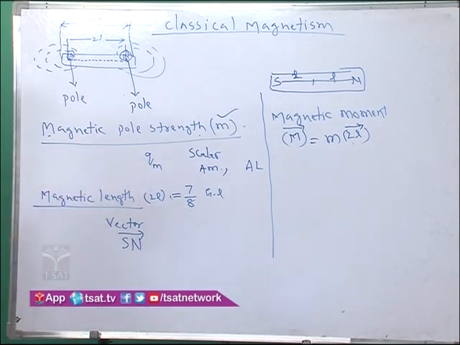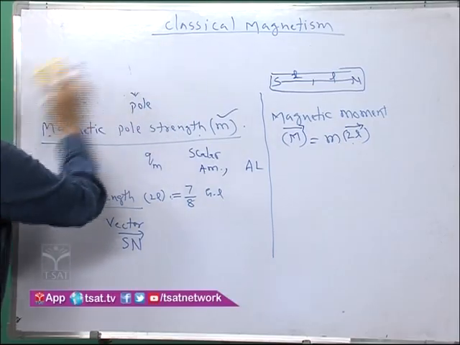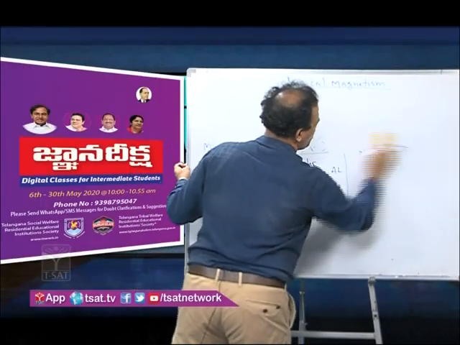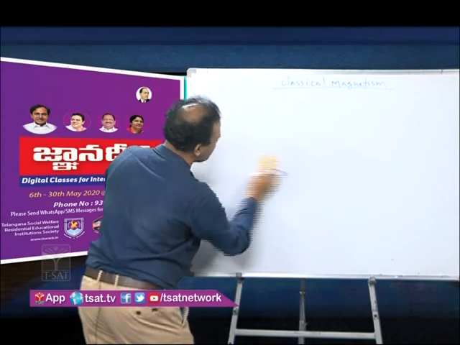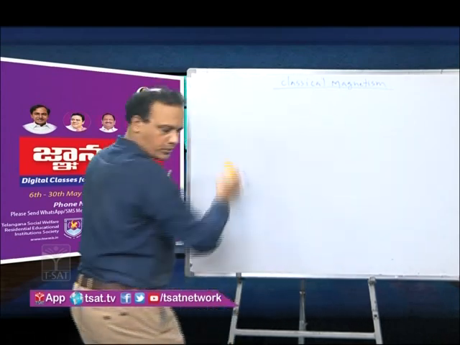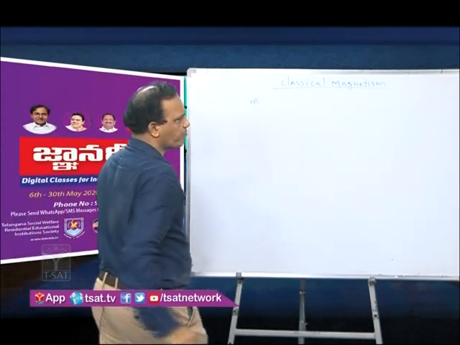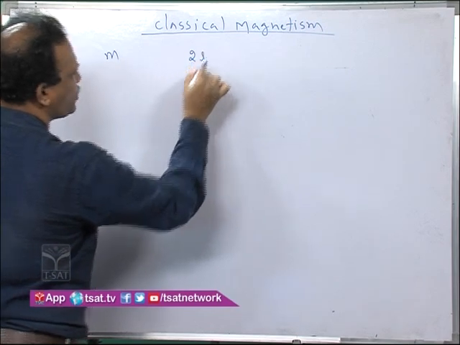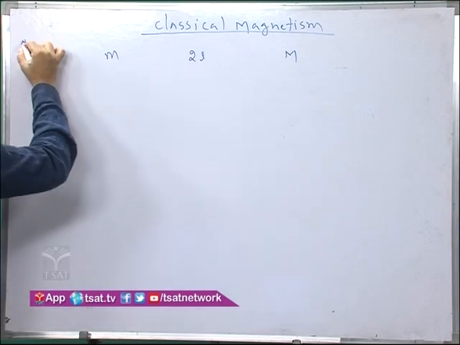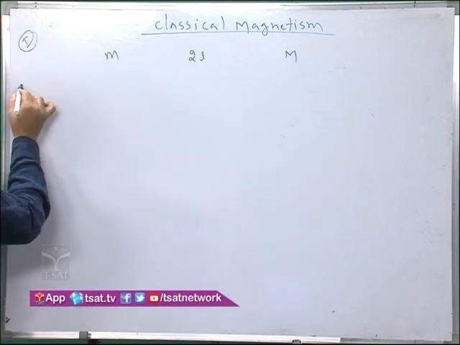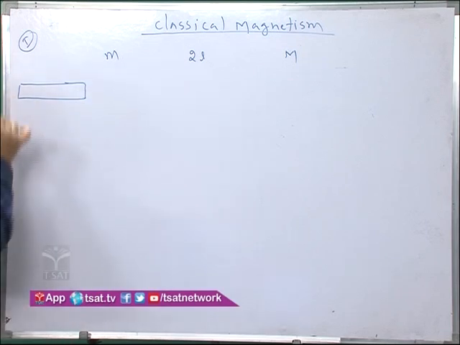Okay, fine. Now we are discussing some model problems on pole strength, magnetic length and magnetic moment. So pole strength is small m, magnetic length is 2L and magnetic moment is M. The first model problem: suppose a bar magnet is cut along its axial line.